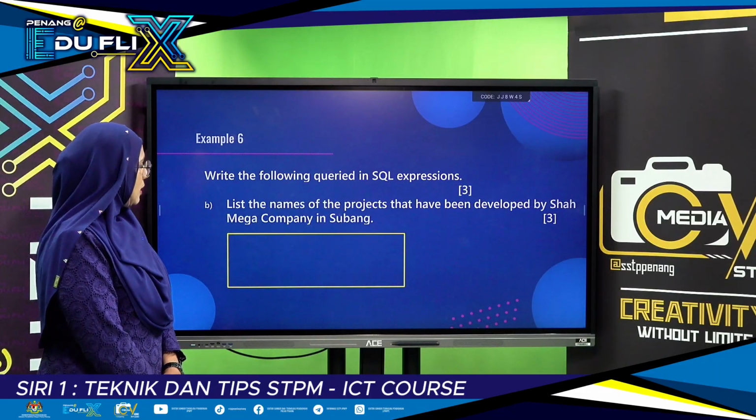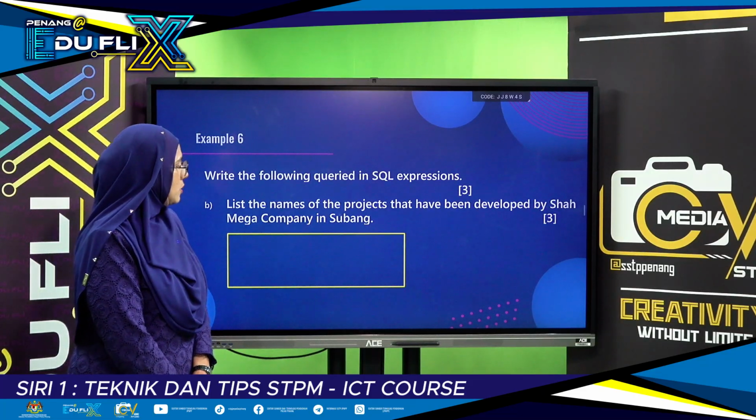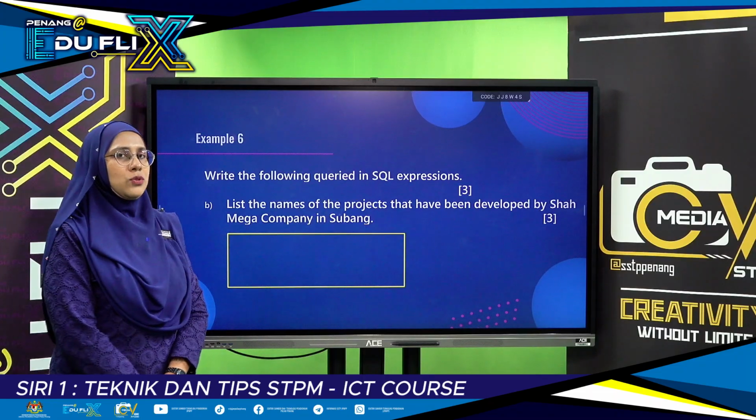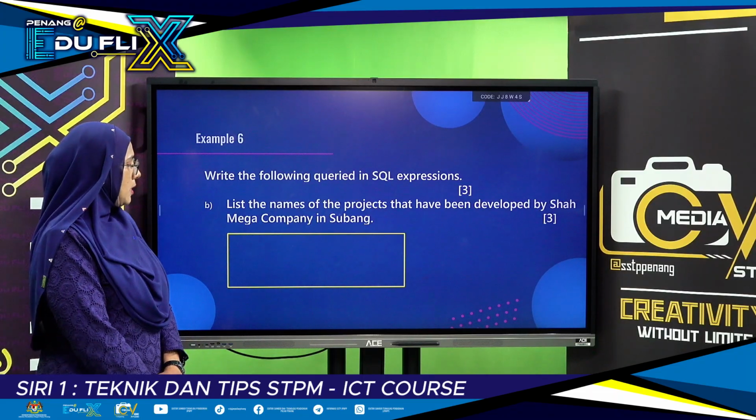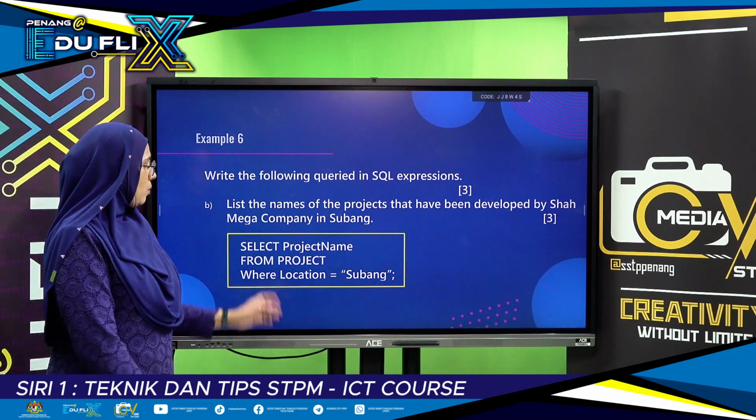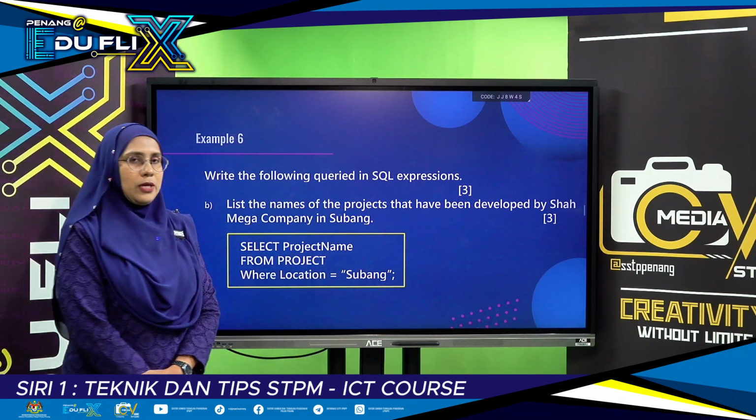Next, list the names of the projects that have been developed by Shah Mega Company in Subang. So this is a location given, Subang. This one is also quite easy. SELECT project name FROM project WHERE location is Subang. Very direct, semicolon.